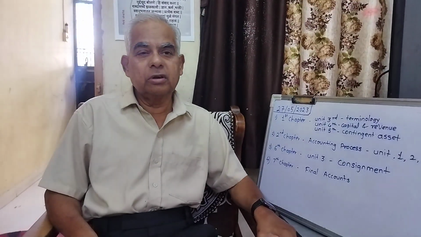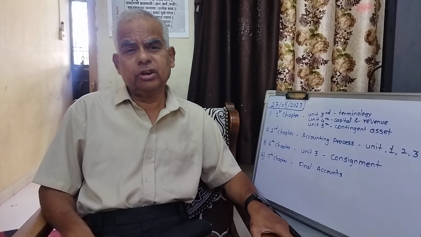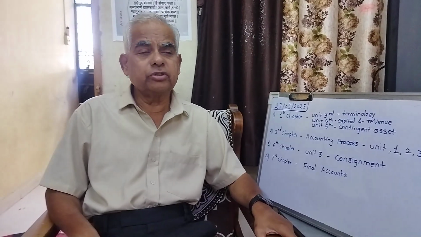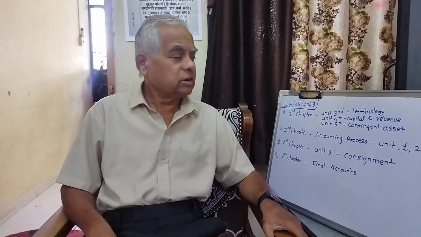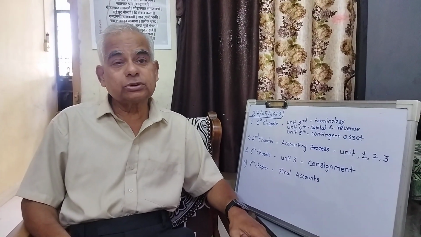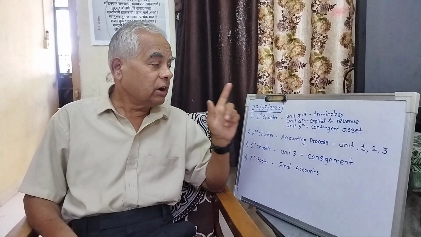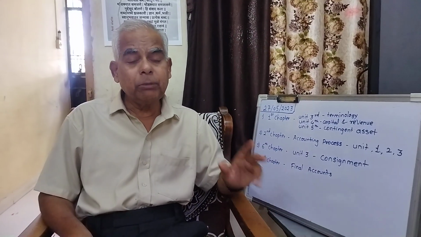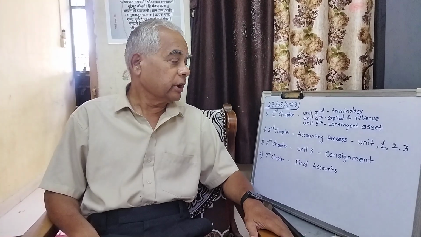Goods means what? Purchase, sales, and discount, trade discount, cash discount, capital, asset, everything is there. Just go through that. But remember that two readings are required. Minimum one reading is also sufficient, or if possible, two readings.